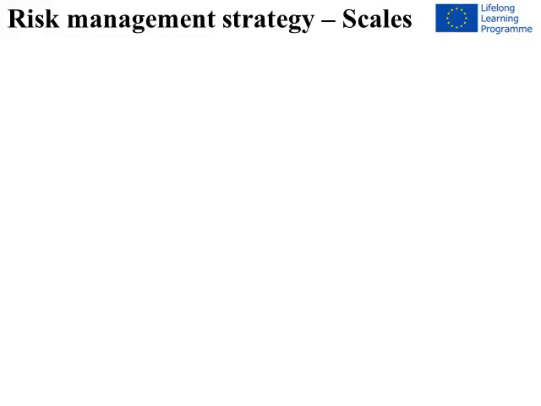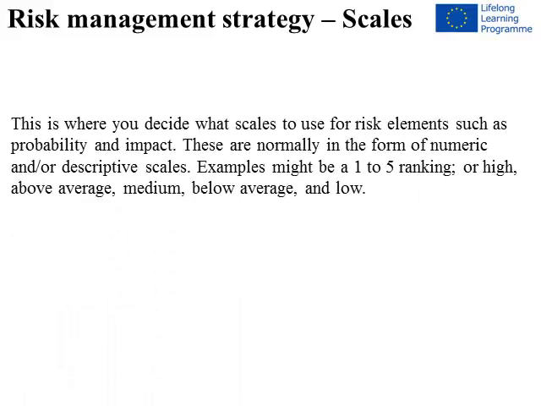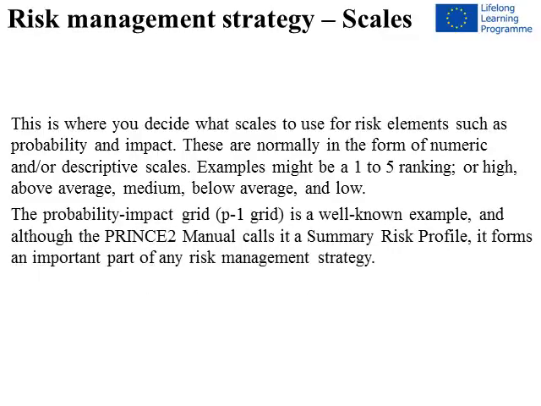Risk management strategy. Scales. This is where you decide what scales to use for risk elements such as probability and impact. These are normally in the form of numeric and/or descriptive scales. Examples might be a 1 to 5 ranking, or high, above average, medium, below average, and low. The probability impact grid, or P1 grid, is a well-known example, and although the PRINCE2 manual calls it a summary risk profile, it forms an important part of any risk management strategy.